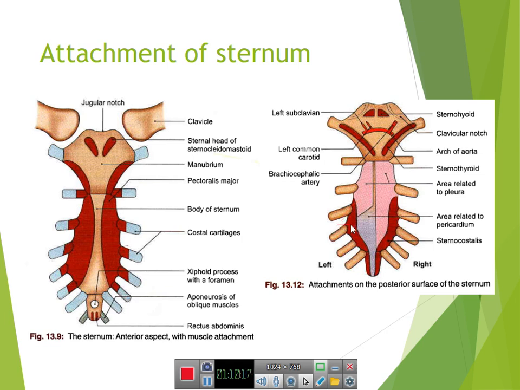Number 4 of attachments of the body of sternum is located between the facets for articulation with the costal cartilage. Between the facets for articulation with the costal cartilage, the lateral borders provide attachment to the external intercostal membranes and to the internal intercostal muscles that I will show you in the next slides.